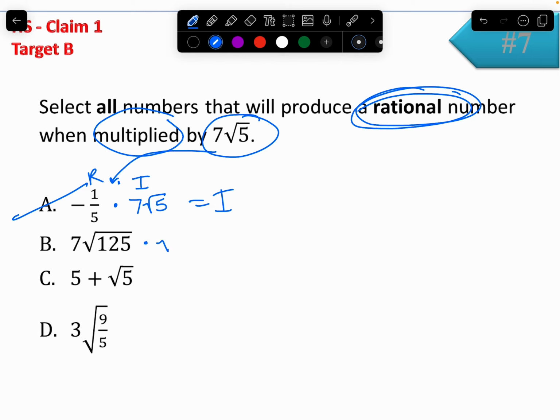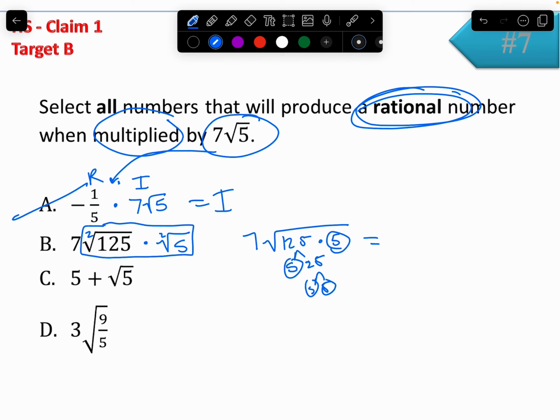7 square root of 5 times 7 square root of 5. So this, they have the same index. So I'm going to be multiplying these two here. So that's 7 square root of 125 times 5. You know, 125, 5 times 5 times 25. 5, 5. I have 4 5s. 7 square root of 1, 2, 3, 4. My index is 2, so I box 2 of them. I end up with 7 times 25. Rational times rational is indeed rational, so I'm going to choose B.